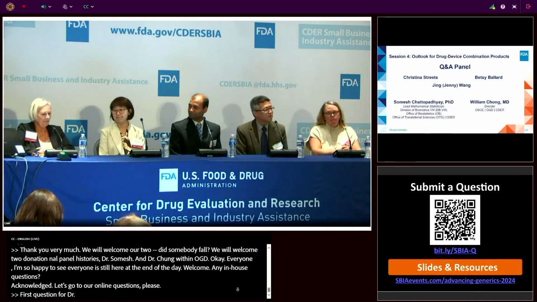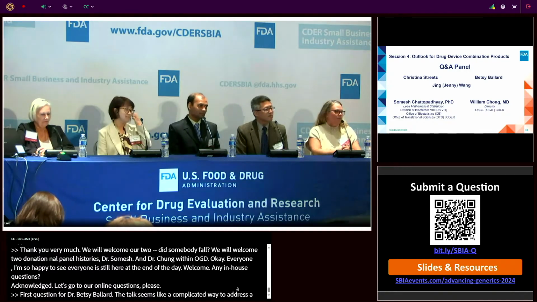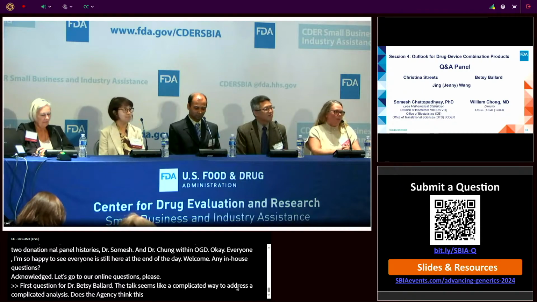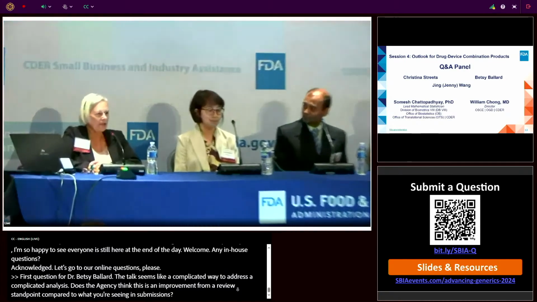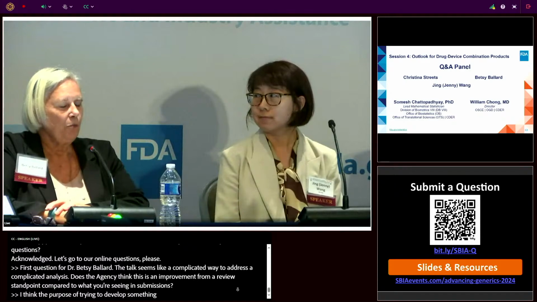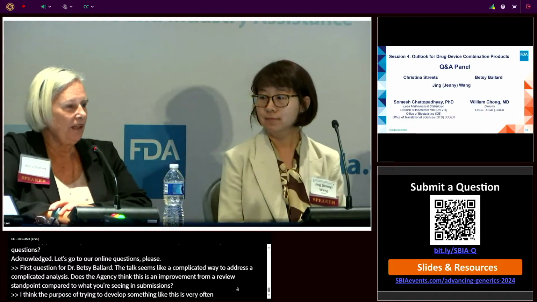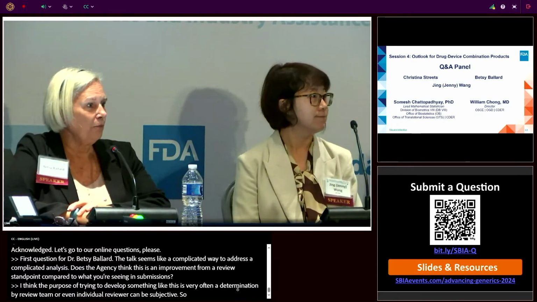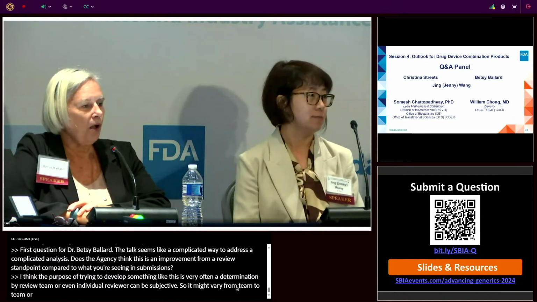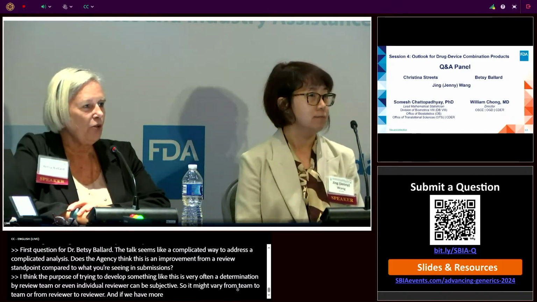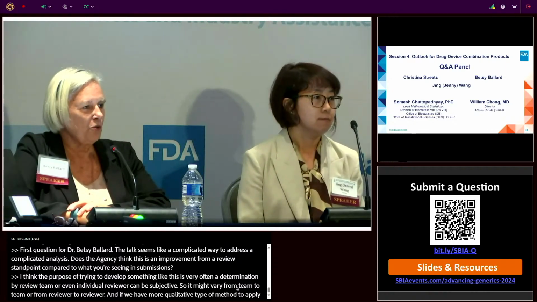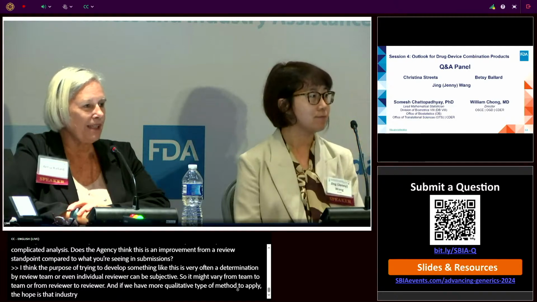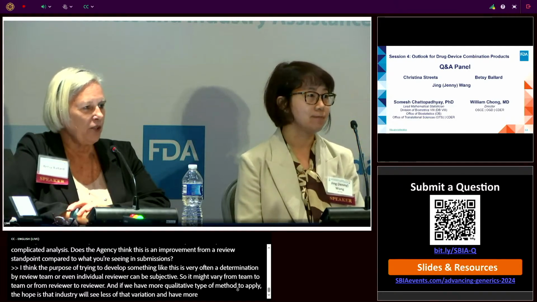The taxonomy seems like a complicated way to address a complicated analysis. Does the agency think this is an improvement from a review standpoint compared to what you are seeing in submissions? I think the purpose of trying to develop something like this is that the determination by a review team or even an individual reviewer can be very subjective. So it might vary from team to team or from reviewer to reviewer. And if we have a more qualitative type of method to apply, the hope is that the industry will see less of that variation and have a more consistent response in our recommendations.